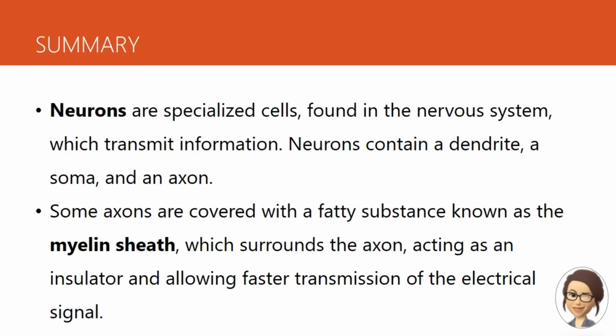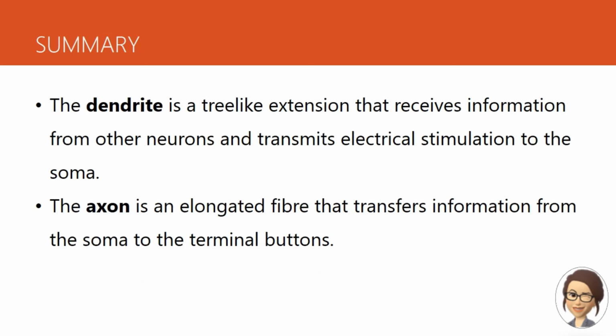Okay, so as a summary, we know that neurons are specialized cells found in the nervous system which transmit information, and they contain dendrites, a soma, and an axon. Some axons are covered with a fatty substance known as the myelin sheath, which surrounds the axon, acting as an insulator, allowing faster transmission of electrical signals. Then we have the dendrites. The dendrite is a tree-like extension that receives information from other neurons and transmits electrical stimulation to the soma.